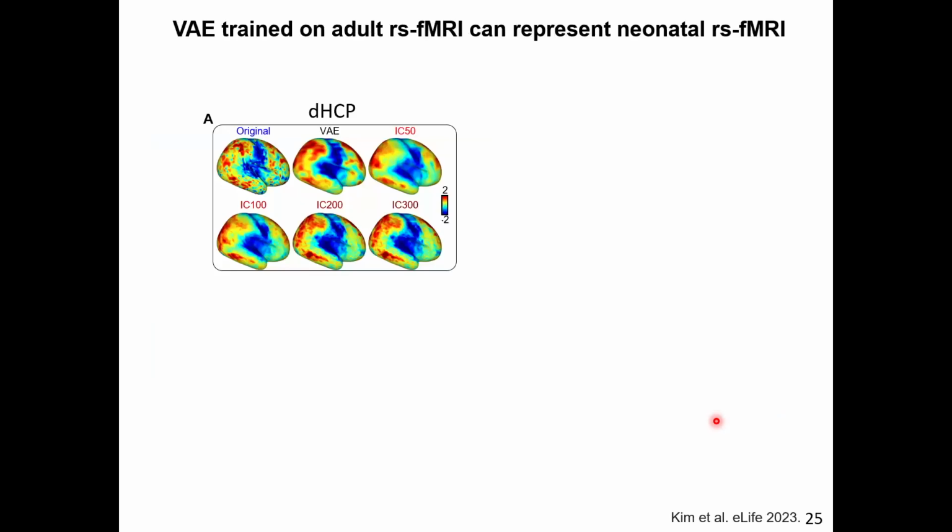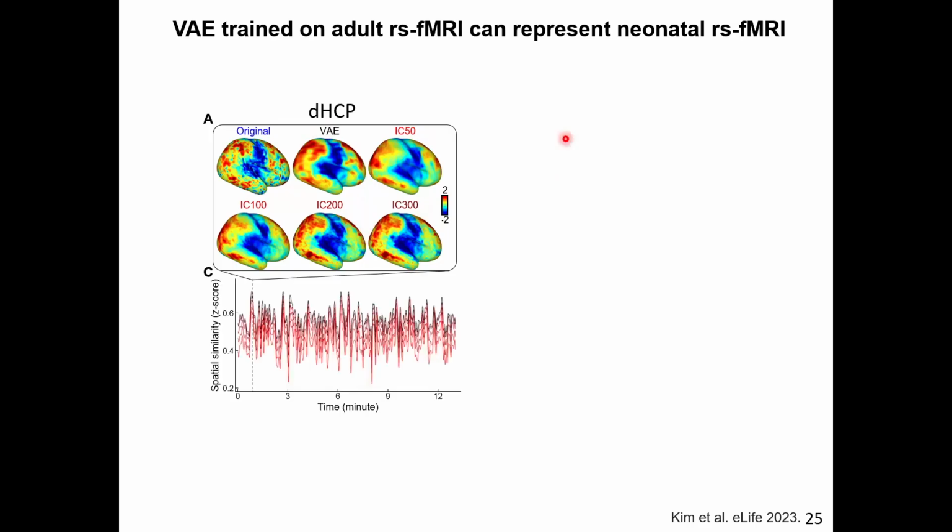And again, the first question is whether the VA model can still be useful for representing newborn resting-state functional MRI data. This is the original image, and this is how we reconstruct the image from the original, either using the VA model or different ICA methods with different numbers of components: 50, 100, 200, and 300. The number of latent variables of the VA model is 256, so I guess its performance is supposed to be between 200 and 300.